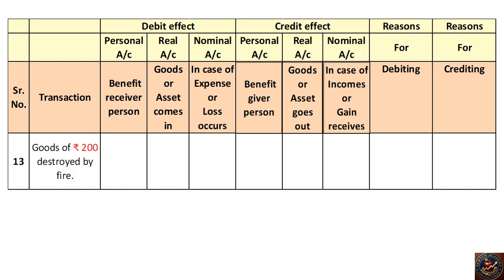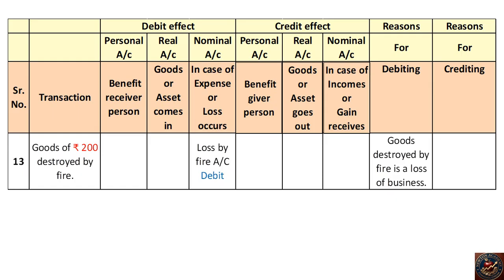Goods of 200 rupees destroyed by fire. The debit side. When goods are destroyed by fire, it is an unexpected financial damage. According to the nominal account rule, we debit all expenses and losses. Therefore, we debit loss by fire account. The reason for debiting is simple. Goods destroyed by fire is a loss of business.